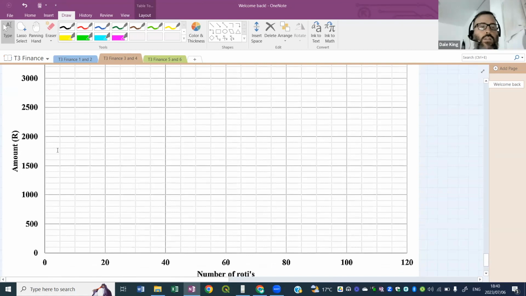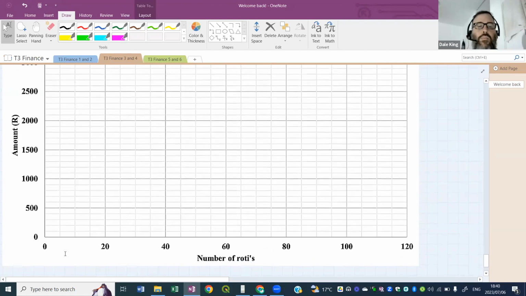My y-axis is in rands. It's got a heading. And my x-axis is the number of rotis, and it matches the table from 0, 20, 40, 60, 80, 100, 120. So that really helps a lot when it matches the table. Okay, so we're going to start plotting. We're first going to do the income graph. Now, I don't know if you guys can remember. I'm sure you do. I remember. I'm going to do income in blue because red means danger and red's expenses.